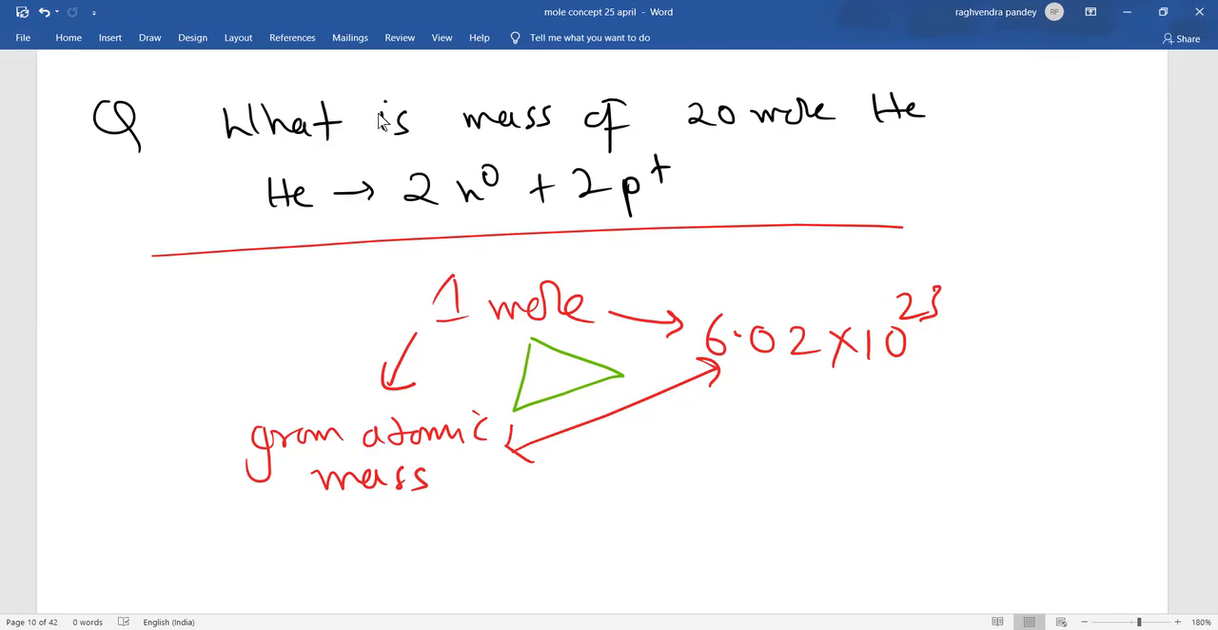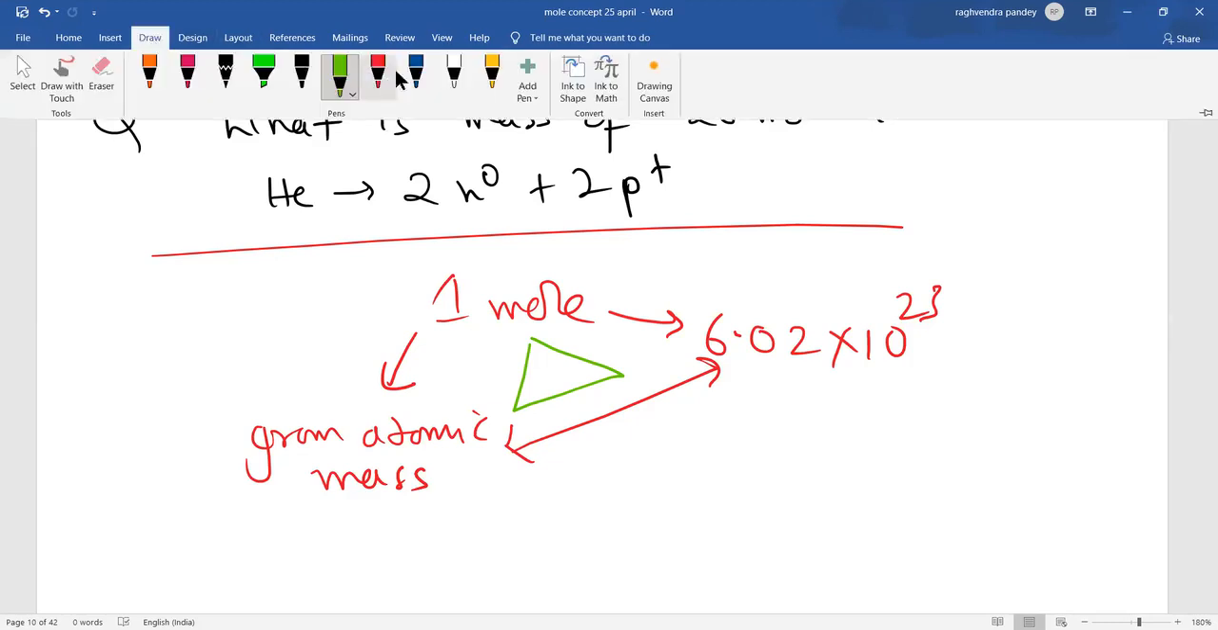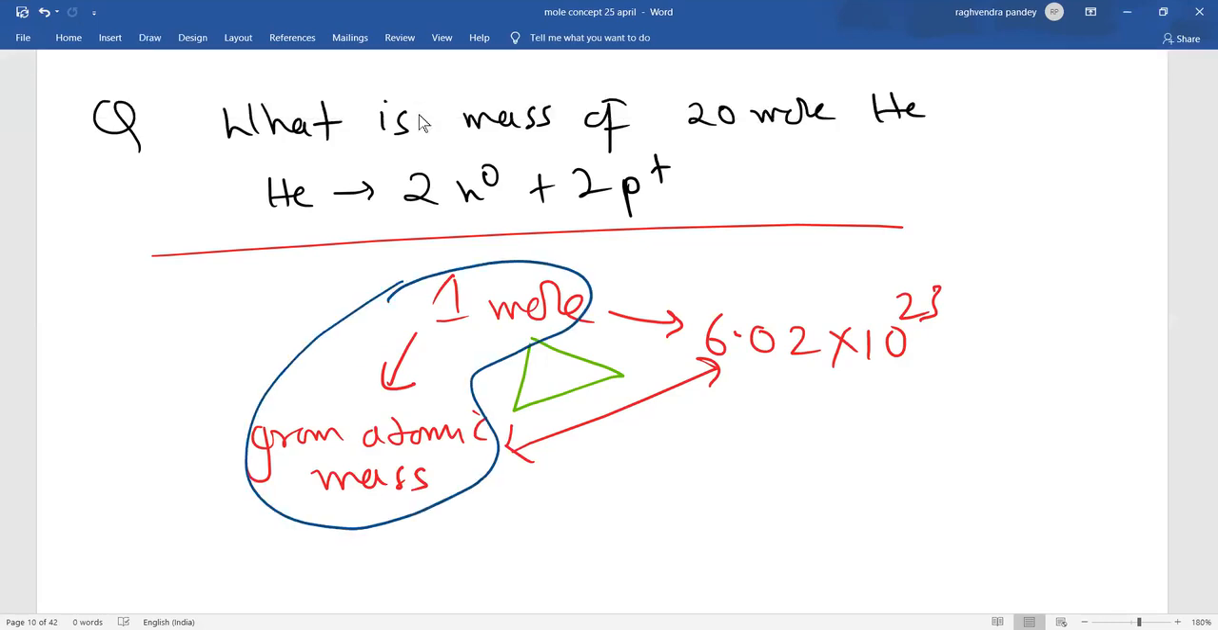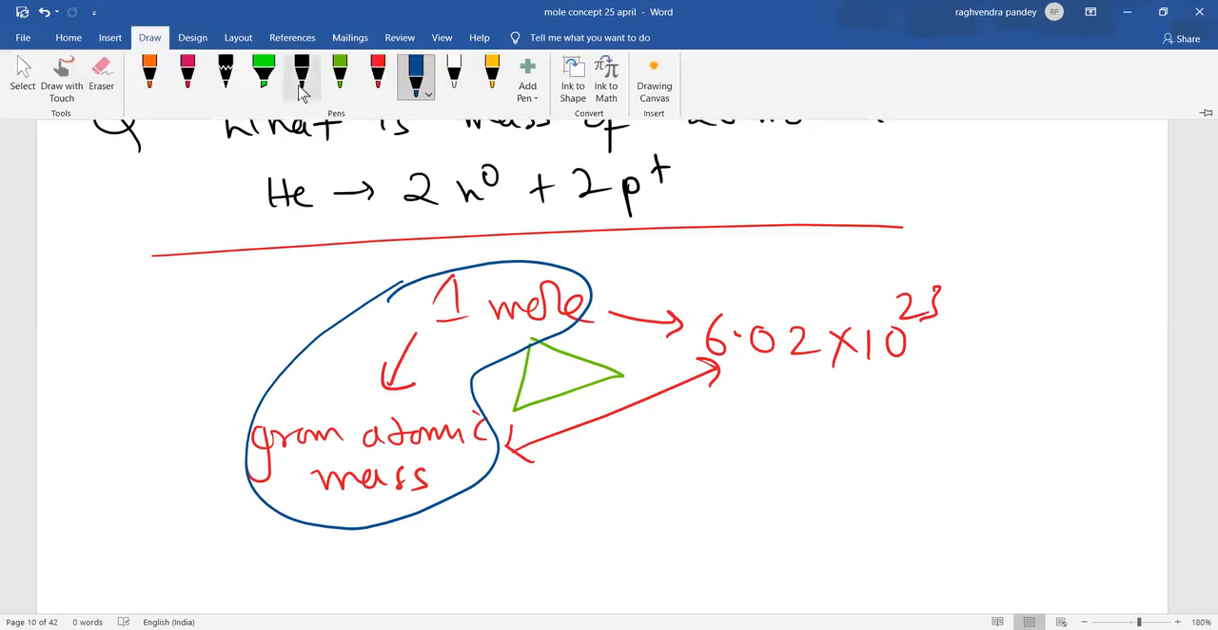I am giving you simple questions today, so that you have a finer grip on all these aspects. We have understood only one aspect of this, the mole and this one. We have to understand this and this also. So let's take a dip into this one.